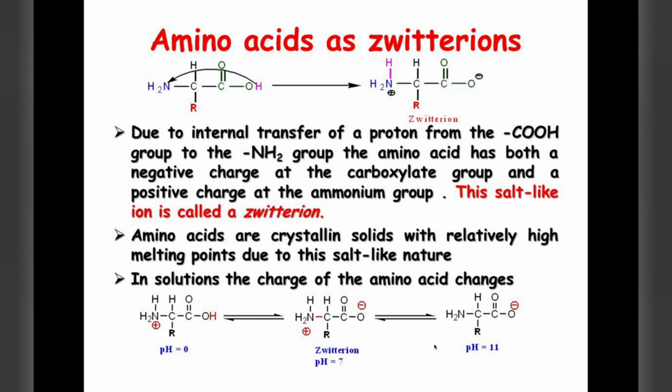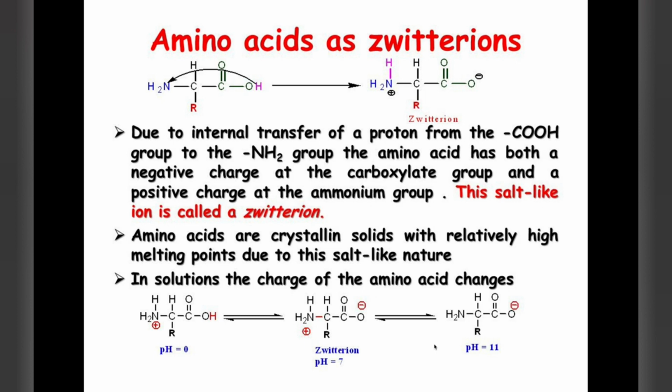Amino acids are crystalline solids and they have high melting points. Why do they have high melting points? Because they have some ionic character, due to the salt-like nature. In solutions, the charge of the amino acids changes, as you can see in the figure. So in different solutions, the charges are different.